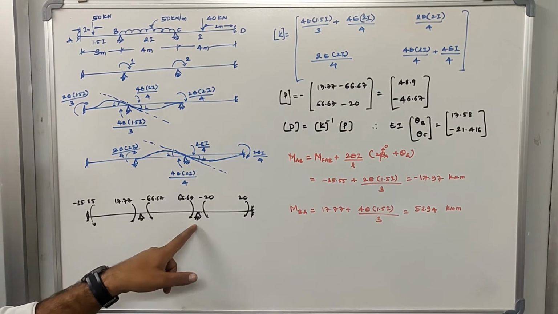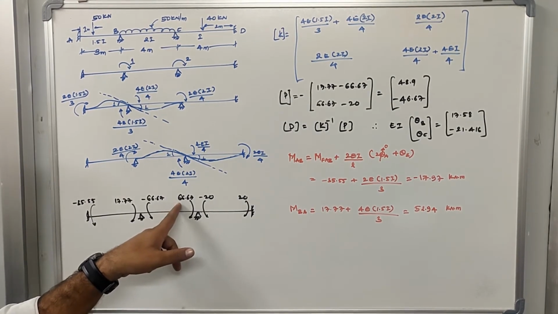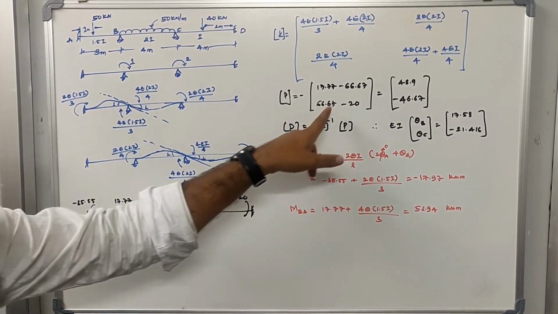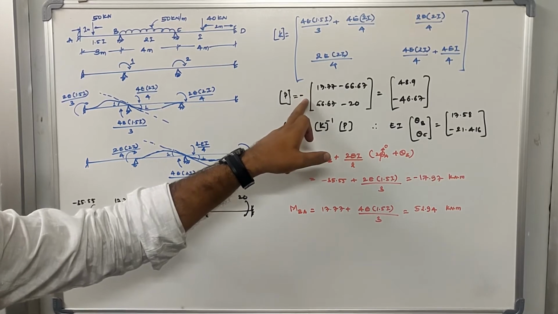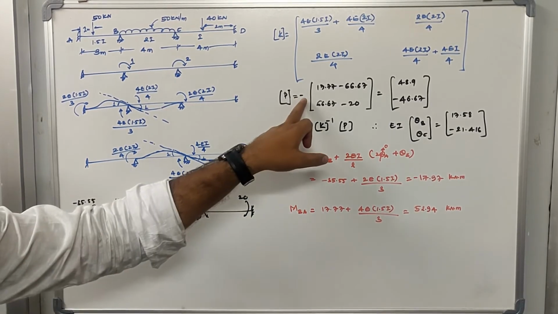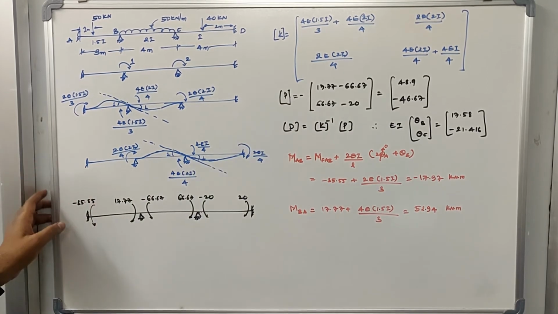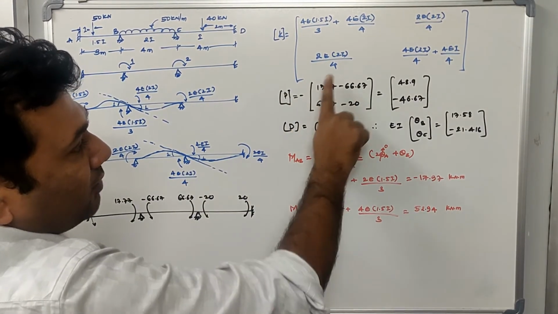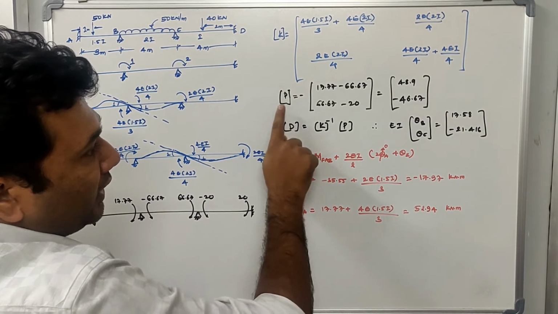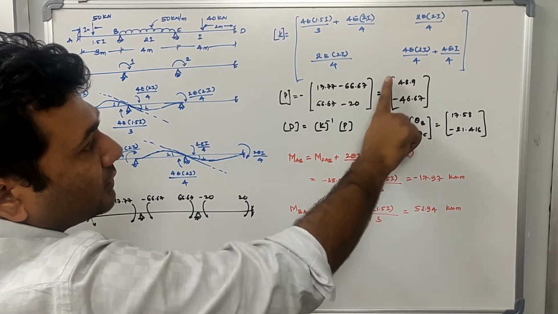Now similarly at joint C, which is my second coordinate, here also I have to take the sum of fixed end moments at this joint, which is 66.67 minus 20. So I have written it here. Now as I told you, because these are fixed end moments, we need to apply a negative sign to this matrix, then only it will become the force matrix. So minus of this matrix gives you the force matrix. So we will calculate the force matrix.